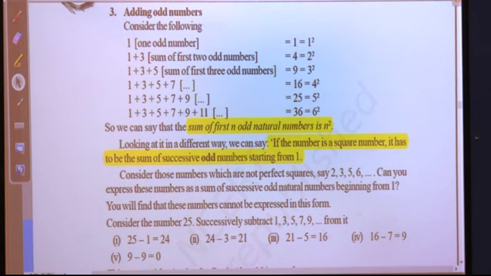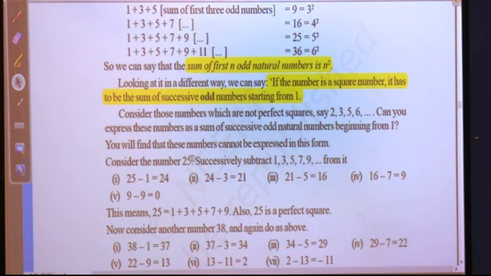Consider those numbers which are not perfect squares, say 2, 3, 5, 6. Can you express these numbers as a sum of successive odd natural numbers beginning from 1? You will find that these numbers cannot be expressed in this form. Understand carefully what they have explained.